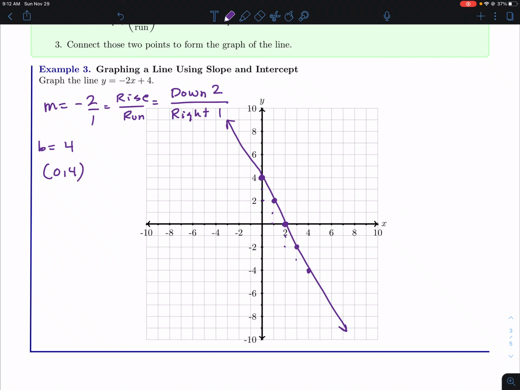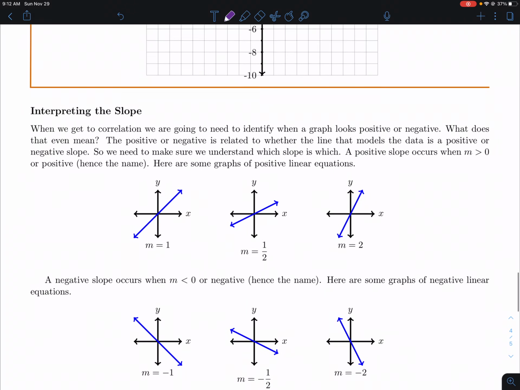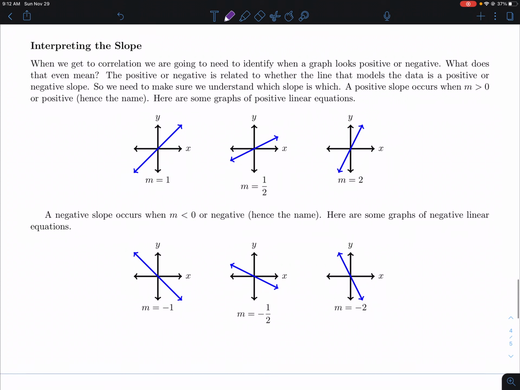Does that look familiar to everybody? All right, so now go ahead and work on practice 2 on your own. Again, you're doing the exact same thing, using the slope and the y-intercept as a way to graph the equation of the line. And then when we come back, we want to talk a little bit about how we could talk about the slope.